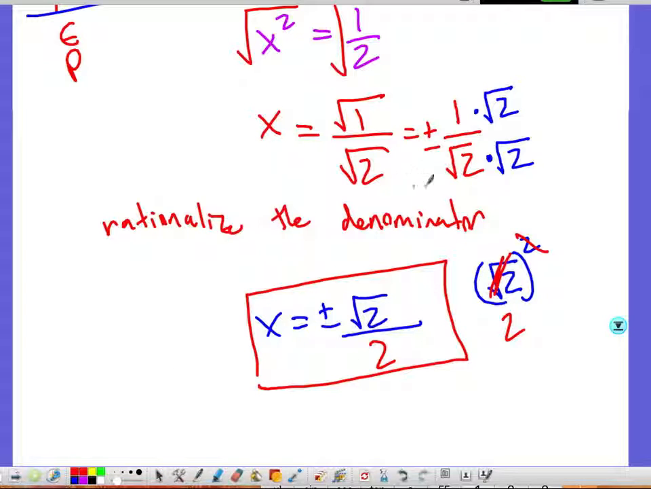So my final answer would have been plus or minus 1 over the square root of 2, but we don't want a square root in the denominator, so we have to rationalize the denominator. Just multiply by whatever you have here, both top and bottom, and when you multiply a square root times itself, the square root cancels out and we have whatever number is inside. So my final answer is x equals plus or minus square root of 2 over 2. Alright.